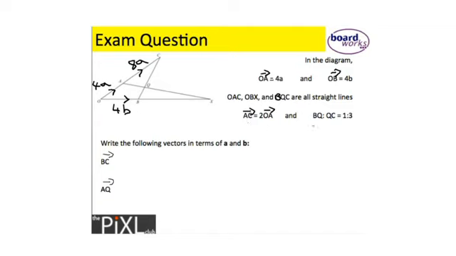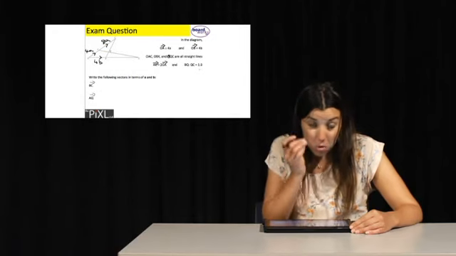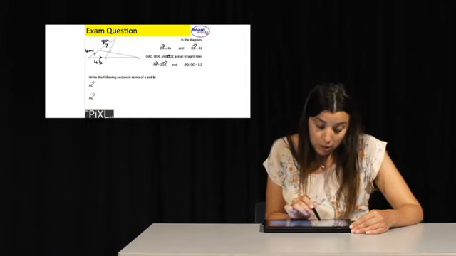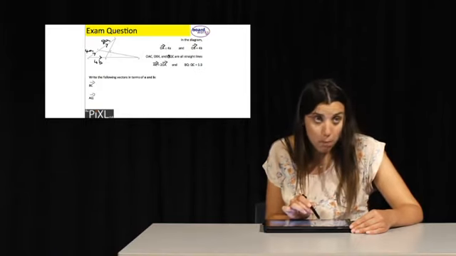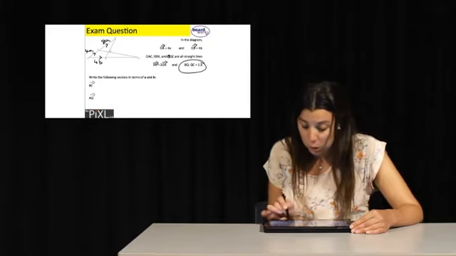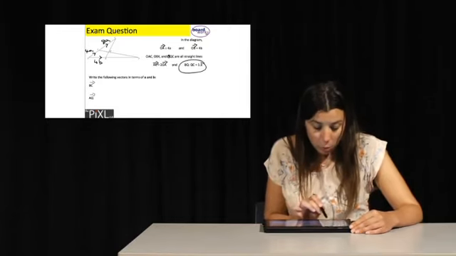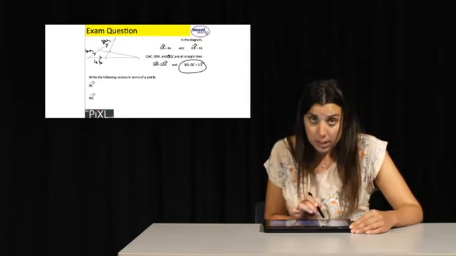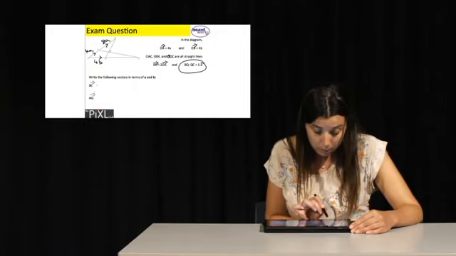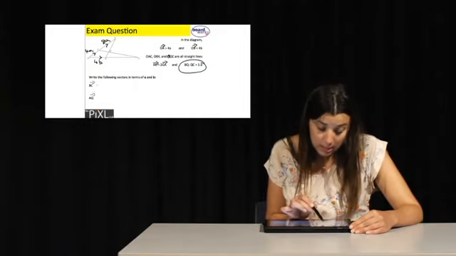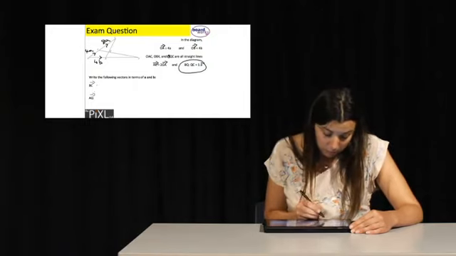Some further information we're given is about BQ and QC, that they're in the ratio 1 to 3. Now we don't know any information about the lengths or the vectors of BC or CD at the moment, so that information we'll have to use in a moment. We're first asked to write the following vectors in terms of a and b. And our first vector we're asked to find is BC.